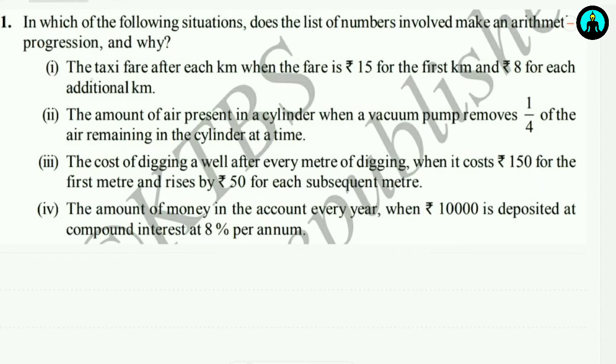Among these 4 questions we need to find which of the lists formed form an arithmetic progression. The first question here is the taxi fare after each kilometer when the fare is rupees 15 for the first kilometer and rupees 8 for each additional kilometer.